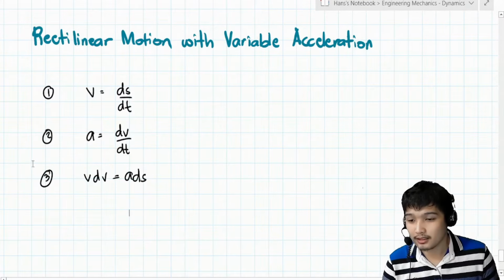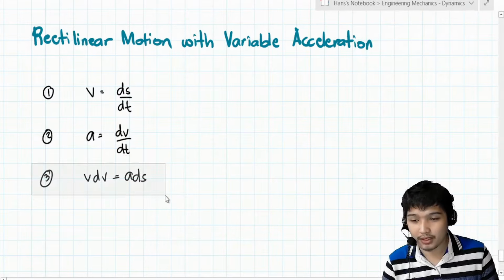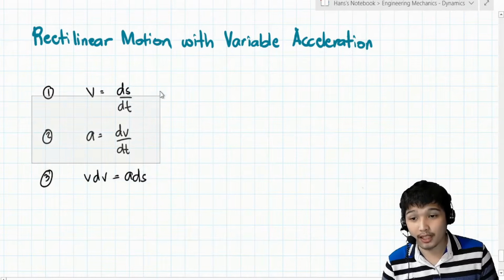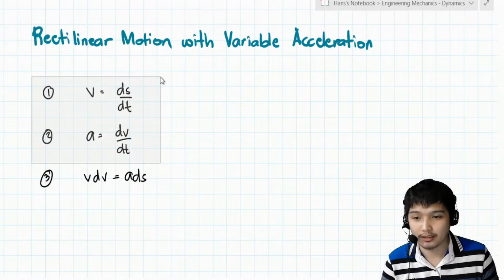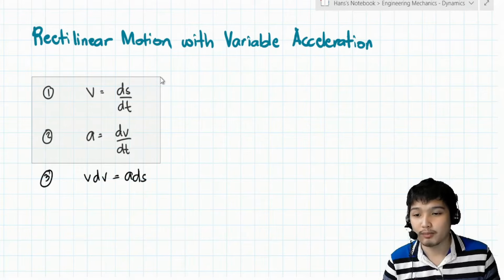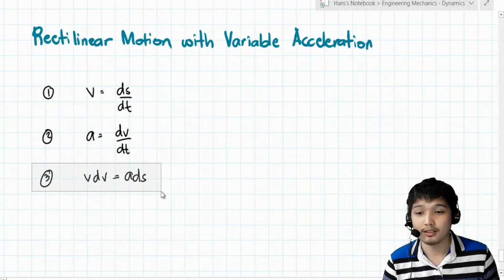And then the third equation is that sabi dito v dv is equal to a ds. So recall that this one is actually derivable when we try to divide yung equation 1 and then equation 2. So pag dinivide mo yan, we will arrive with v over a is equal to ds over dv. So cross multiplying, makuha na natin to.